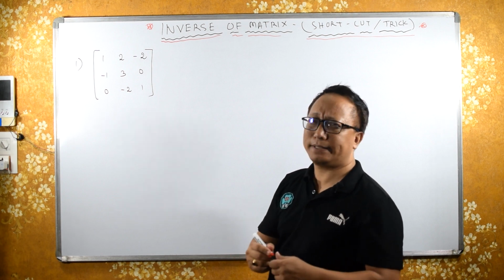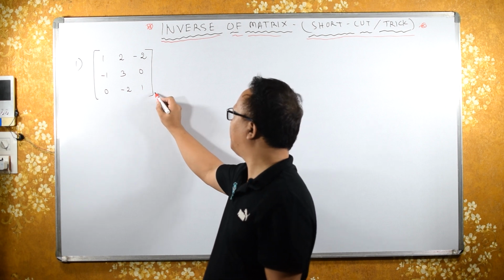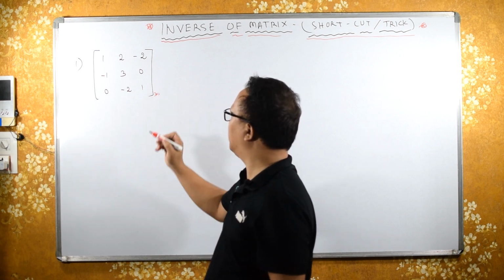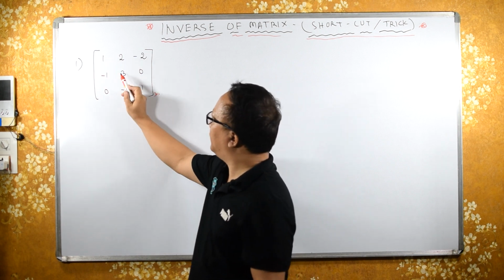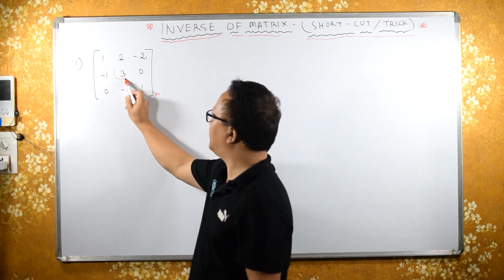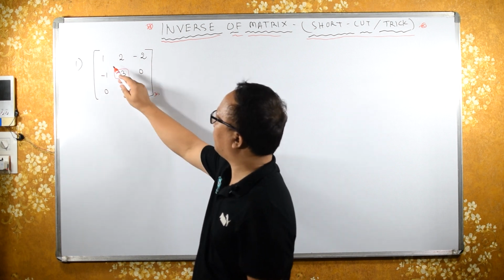2 by 2 was very simple. 3 by 3 is also simple, but you need to be very careful over here. This is the 3 by 3. Now in this 3 by 3, we have this middle term. Here this is our middle term, or you can say this is the diagonal term.